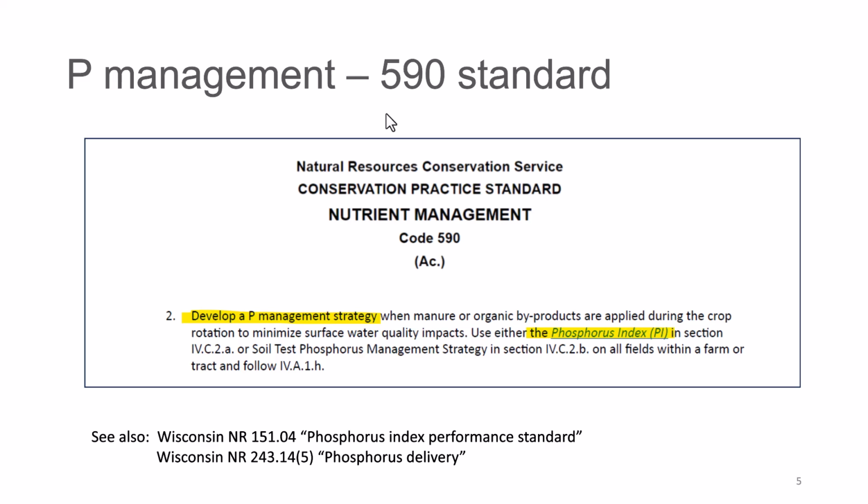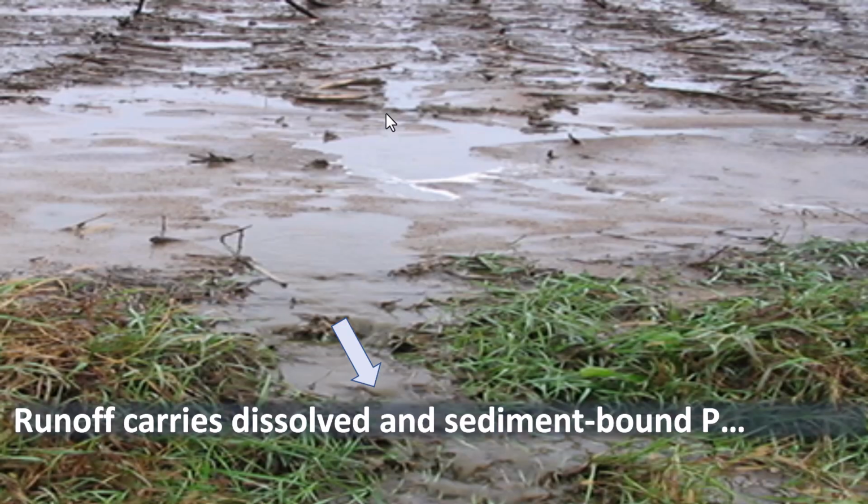Now, the phosphorus index is one type of phosphorus management strategy that can be used to follow the 590 nutrient management standard, which we've also heard about in presentations as part of these regional meetings. To give ourselves a visual of what we're talking about here, I wanted to put up a couple pictures.